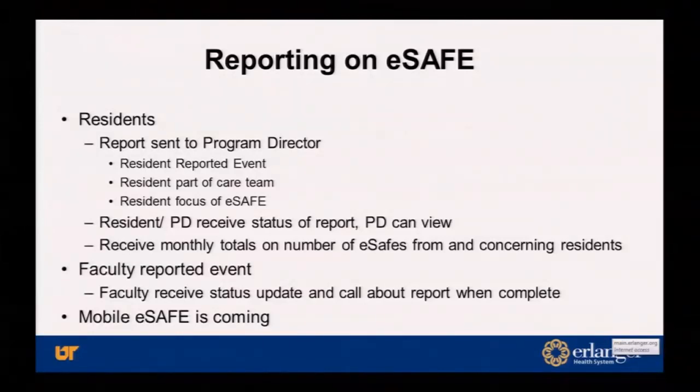And the other thing, which is coming sometime in the next 6 months, is that there will be an eSafe app that you can put on your phone, which will be simplified and will be much easier for you to use to actually enter an eSafe through that system.